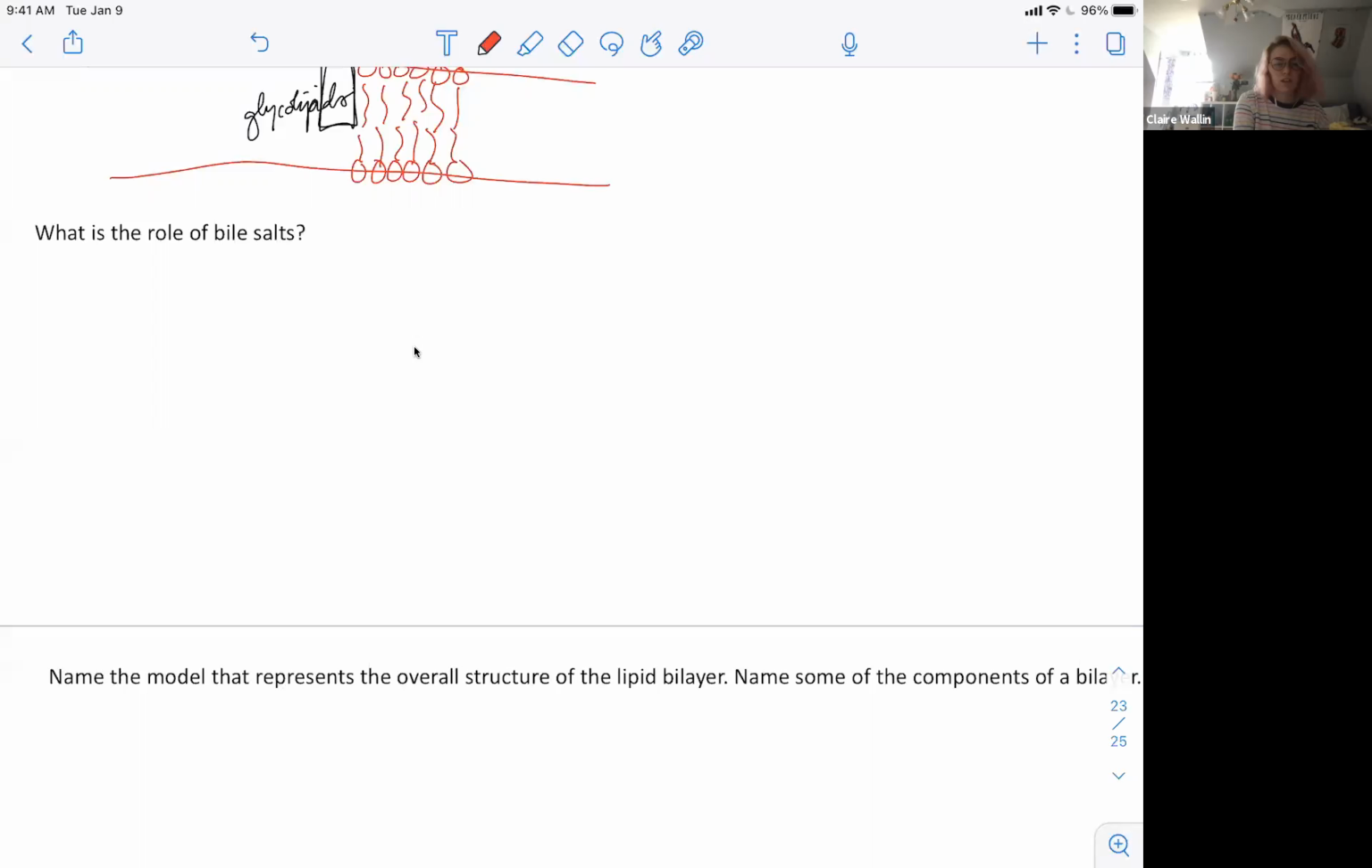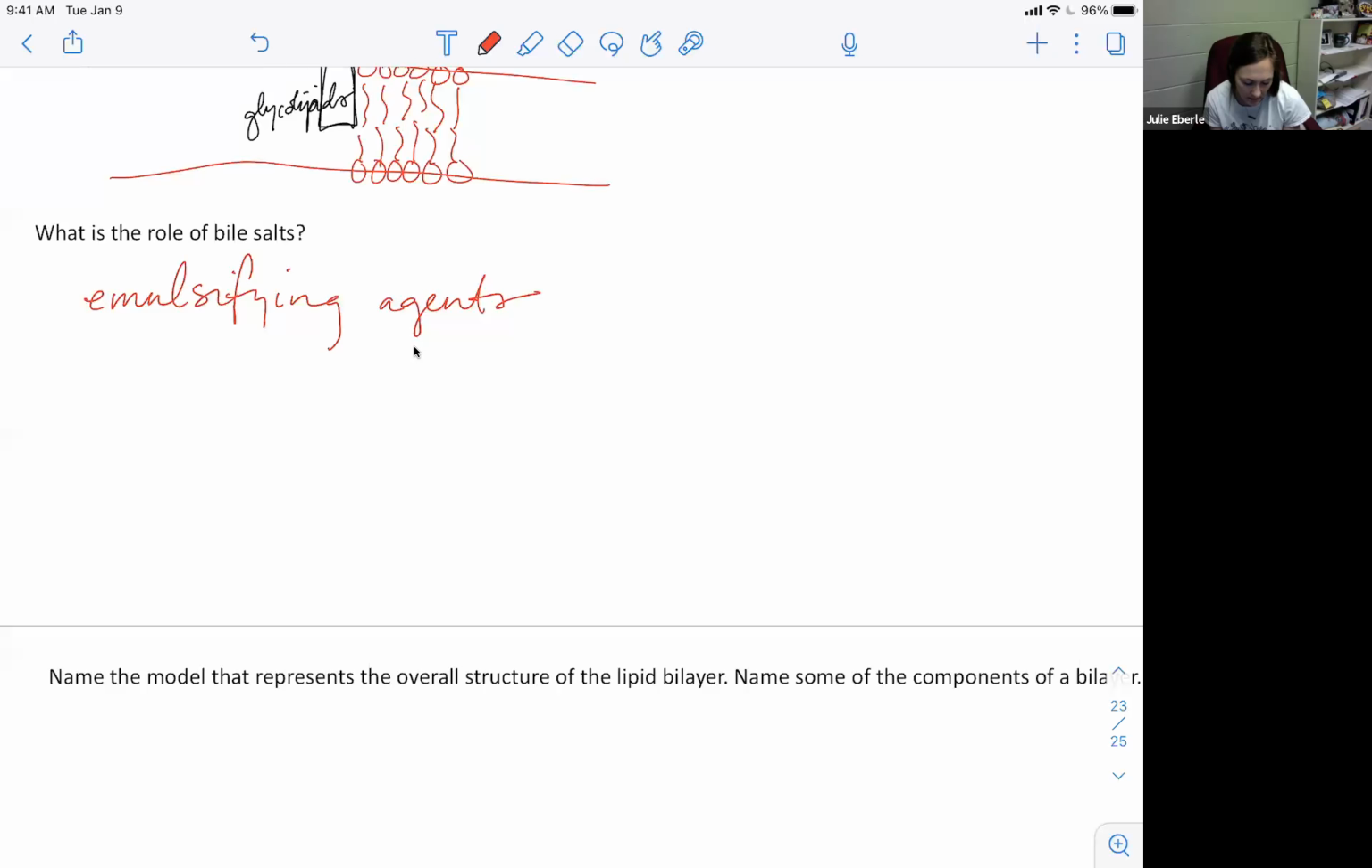What was that, Claire? Don't they emulsify the fats? They're emulsifying agents. Yep. Emulsifying agents, okay?